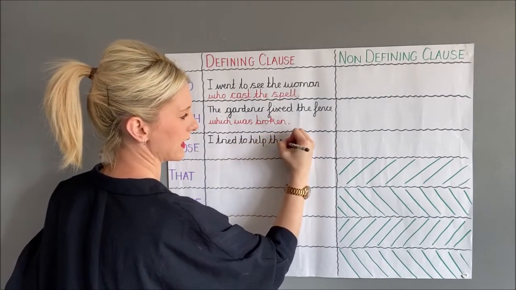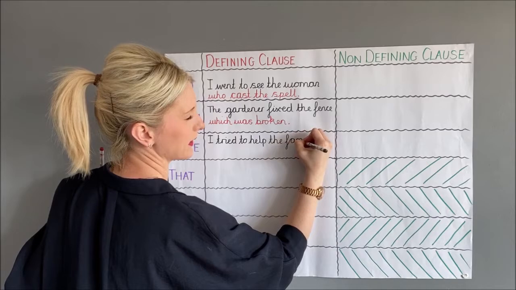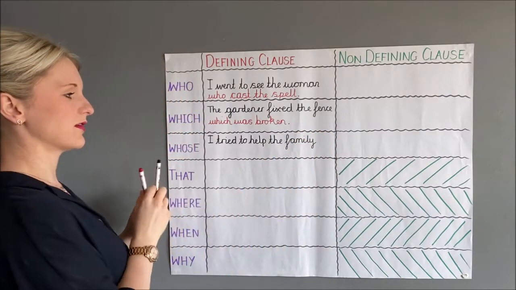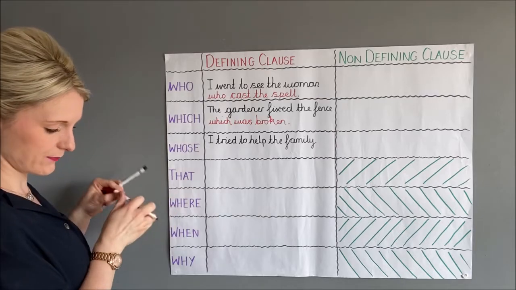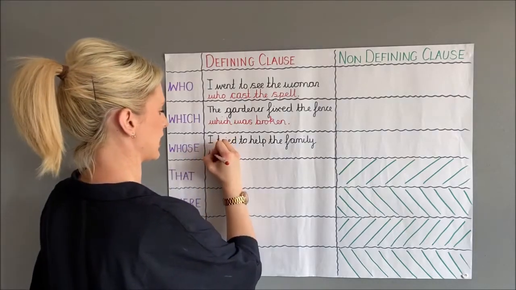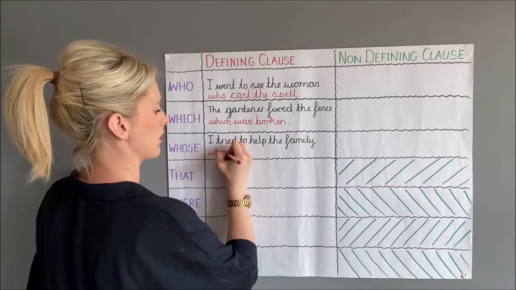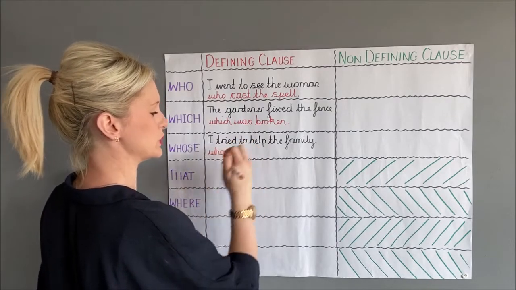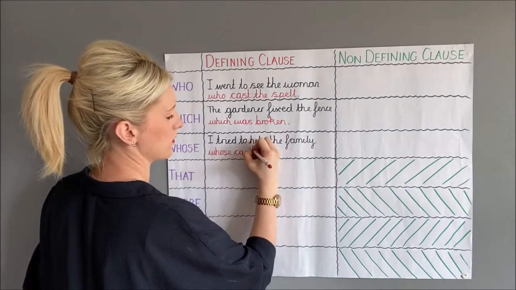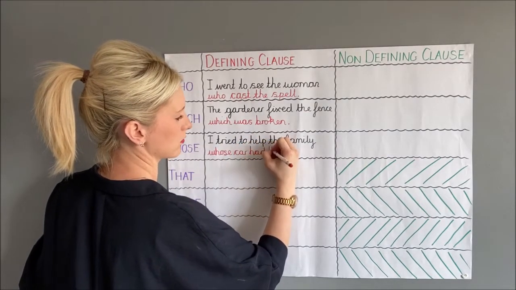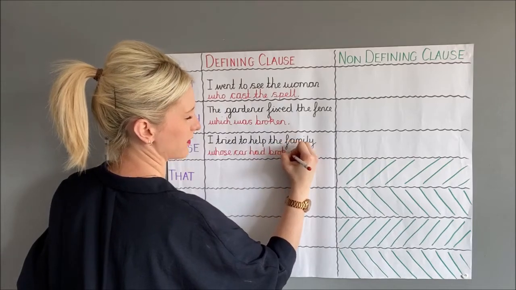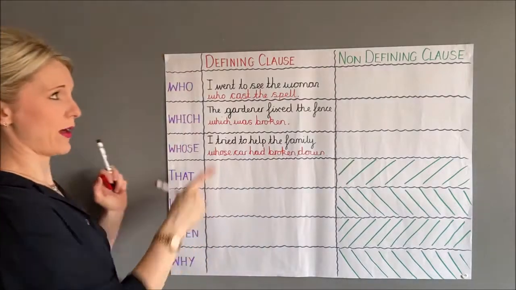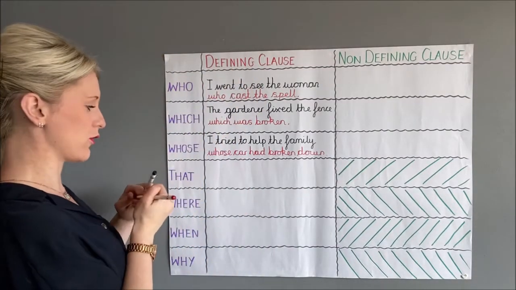And what family is it that I was trying to help? Because at the minute it's not clear why I would be trying to help that family. So I'm going to say I tried to help the family, and I'm going to say whose car. So that's what they possessed. They possessed the car. That's why I've used whose car had broken down. And that helps to make our sentence a lot more clear about what family I'm talking about. So that would be a defining relative clause, no commas needed.